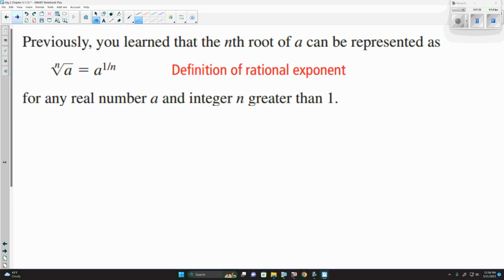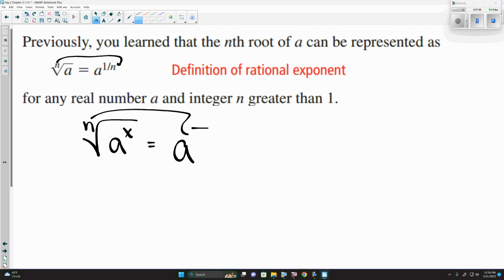Now, this here, you've gone over in Algebra 1. It's been a little while. The nth root of a is equal to a to the 1 over n. Now, a version of this that's a little more interesting is the nth root of a to the x. It still holds true that the root is going to go in the bottom of the fraction, and the exponent actually goes on top. So the nth root of a to the x is the same as a to the x over n.